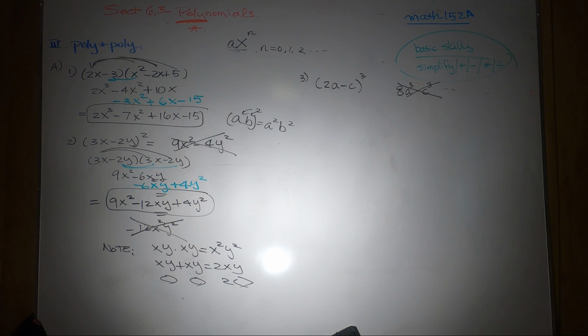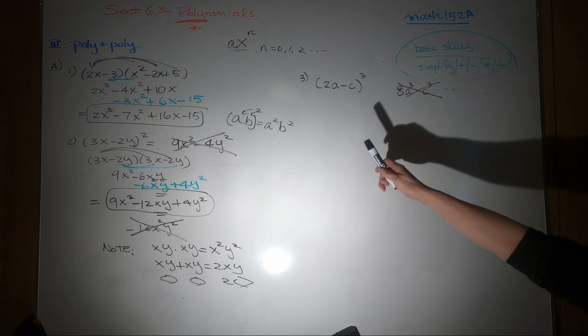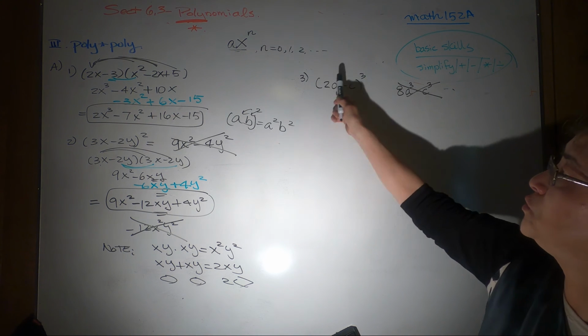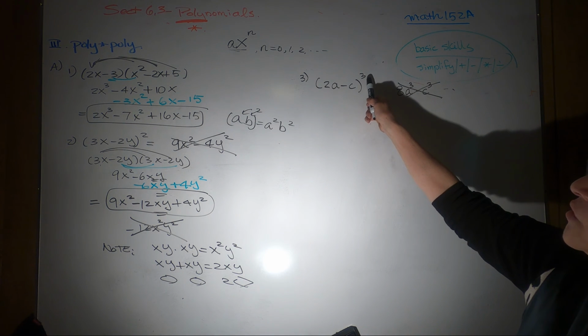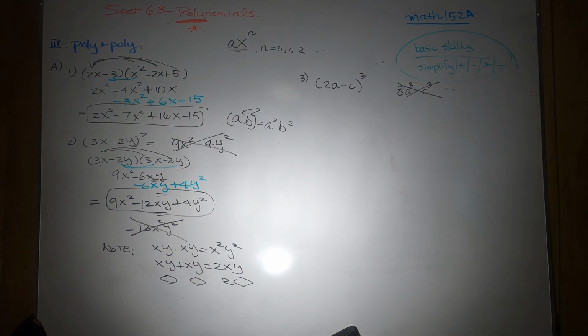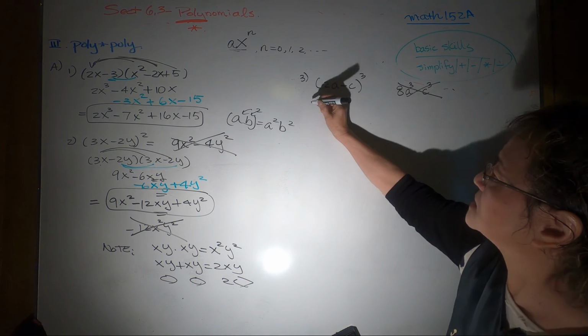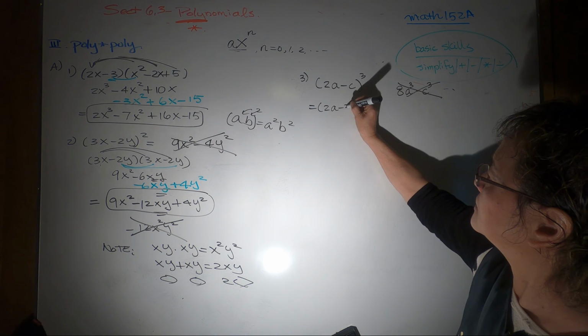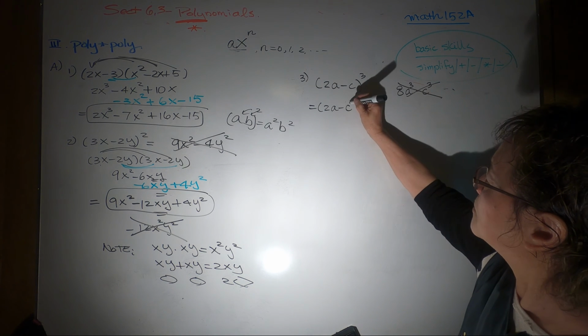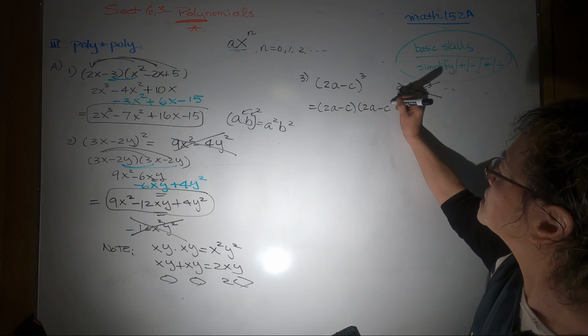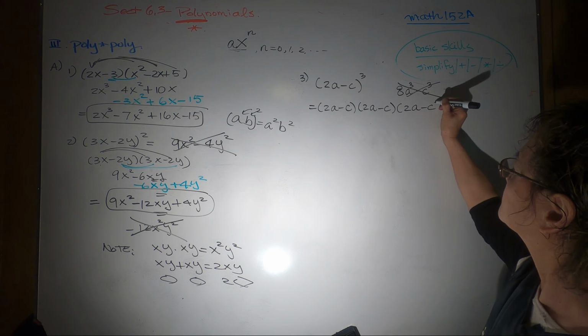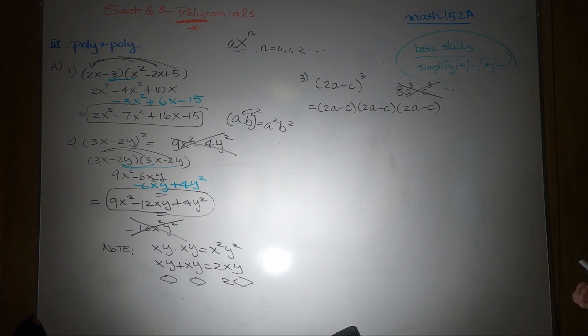Actually, then you clean up. It's not just like this, because you can only distribute your power when they are multiplying inside. Now with two terms, you have to do it step by step. So this one means you have 2a minus c multiplied how many times? 3 times. Then you can only do it two at a time.